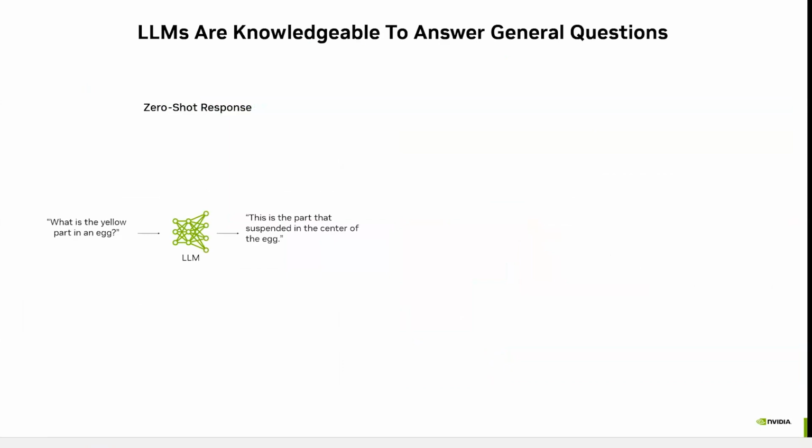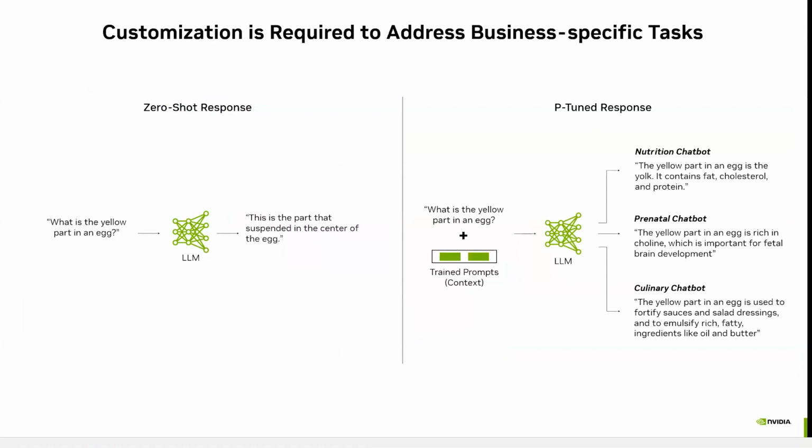So see how this p-tuning works, and how you adapt your model to a different domain. For example, if you take a base foundation model and ask it what the yellow part in the egg is, the answer will be that this is the part suspended in the center of the egg, since we are just using the foundation model. But if we have to adapt to a different domain, let's say you want to make a nutritional chatbot, then the answer will be different for the same question. If you pass it through the LLM adapted to a nutritional chatbot, you see the difference.